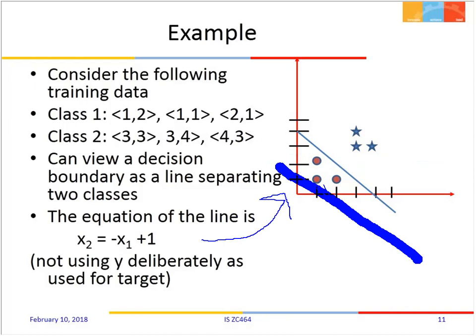Okay. So whose question was this? x2 equals minus x1 plus 1, Harish. So this is not the right equation. So what will be the right equation? It is x2 equals minus x1 plus 4. Okay.